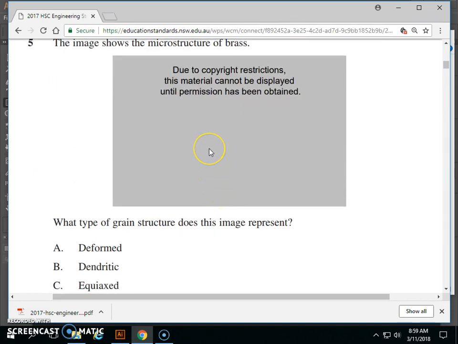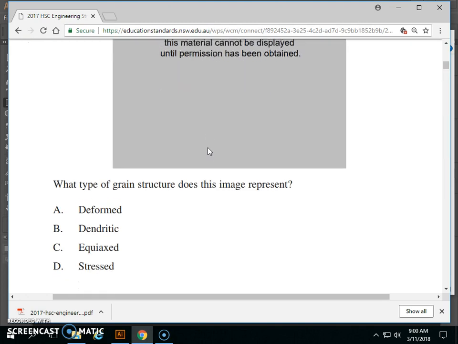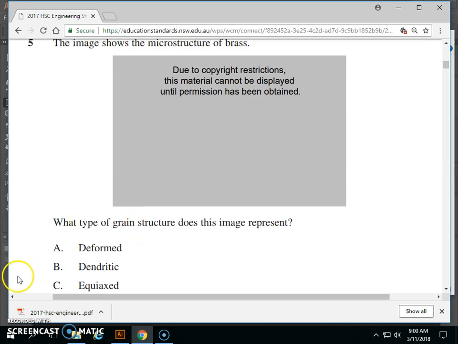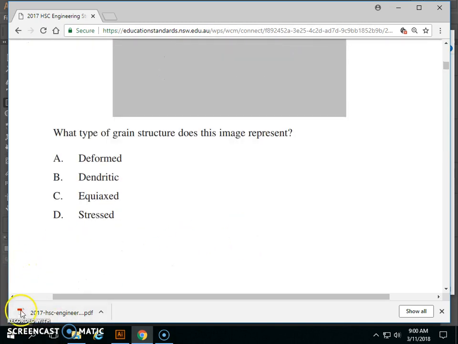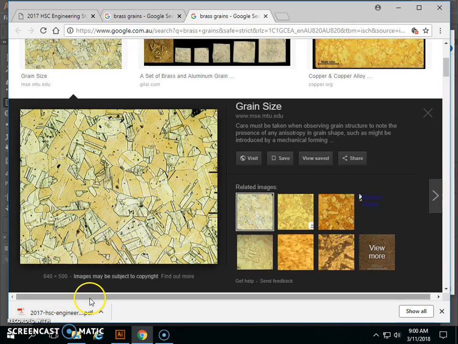Okay, question 5. Now it says copyright is restricted. I collected an example of the test at the end of the test, but it's a picture of grains. Okay, the picture looks something like this. For all intents and purposes, it's probably something like this. Now, the question is, does that look equiaxed or does that look stretched? Do they look like they're roughly the same size, or do they look like they're noticeably squashed?